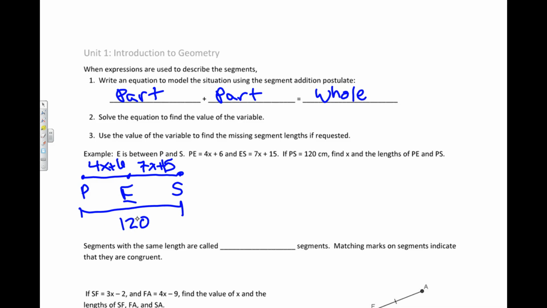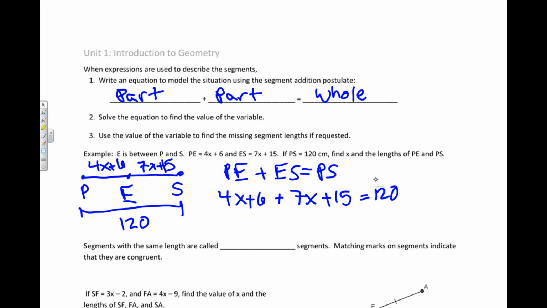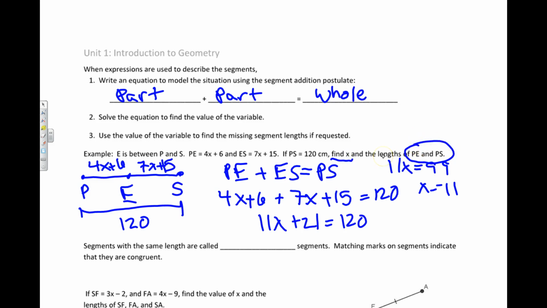So if I'm thinking about my part plus part equals whole, well, one part is PE, the other part is ES. That's equal to my whole of PS, or plugging in, 4x plus 6 plus 7x plus 15 is equal to 120. Combine your like terms, I get 11x plus 21 equals 120, or 11x equals 99, so x equals 11. But they didn't want just x, they also want the length of PE and PS.